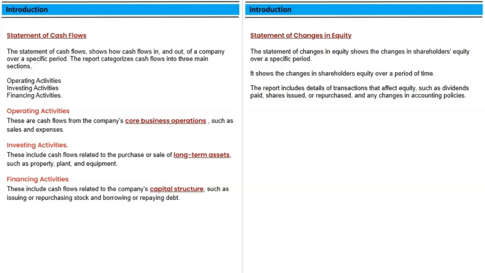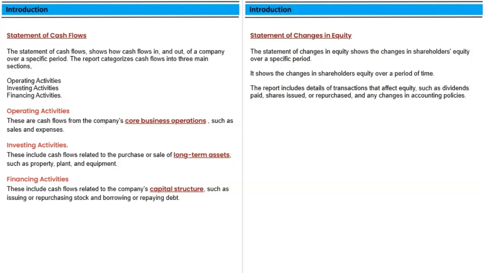You must understand the differences between the different sections and what they pertain to. Understanding that will make the compilation of the cash flow statement very, very easy. So, a cash flow statement tracks the inflow and outflow of cash, providing insights into a company's financial health and operational efficiency. We now come to the statement of changes in equity.